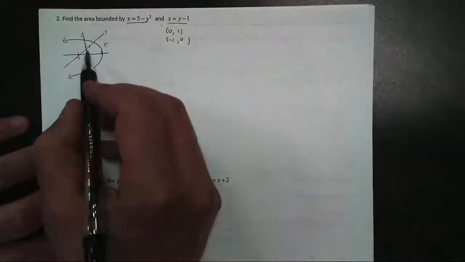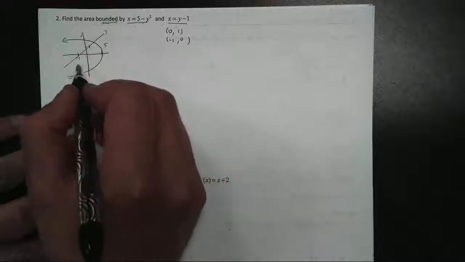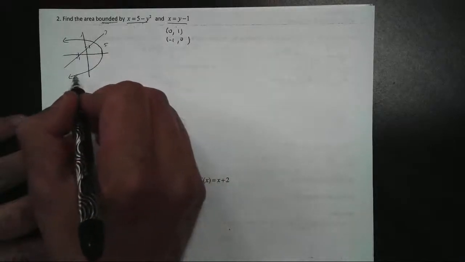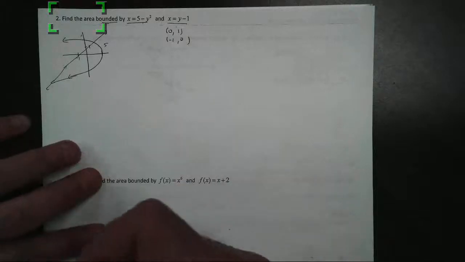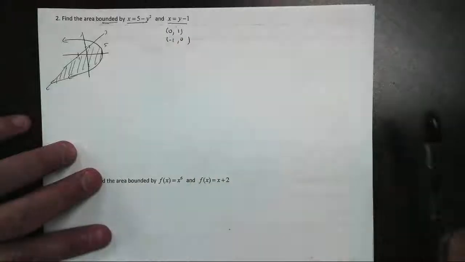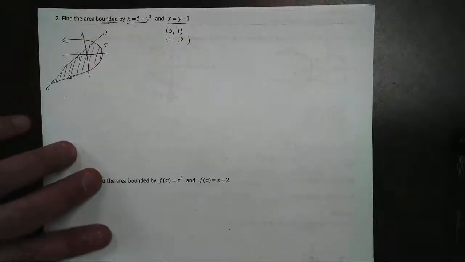Now if you notice my graph, I'm looking for the bounded area. I really don't have something bounded, but if I keep going, eventually those two are going to run into each other. And so this is our bounded region. Now keep in mind, we are in terms of y this time.